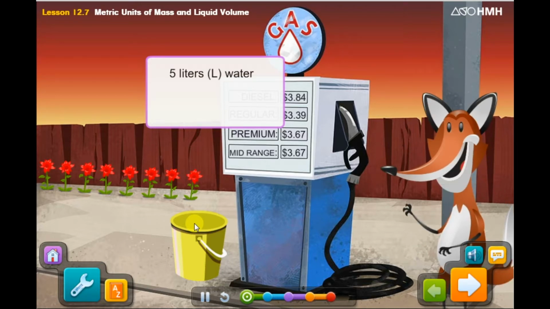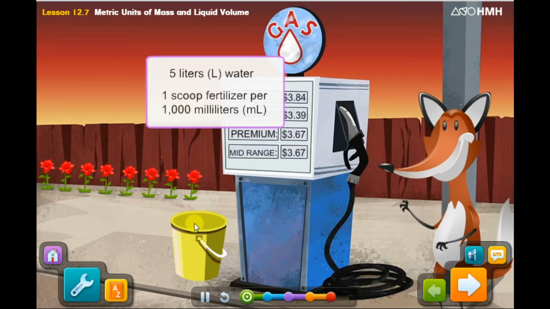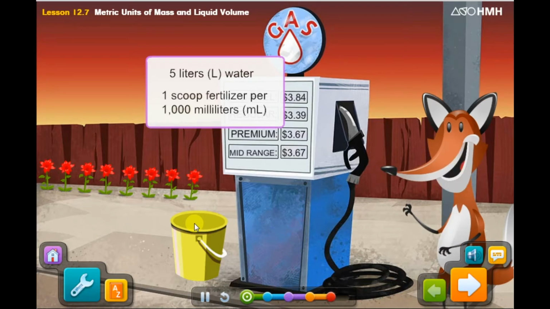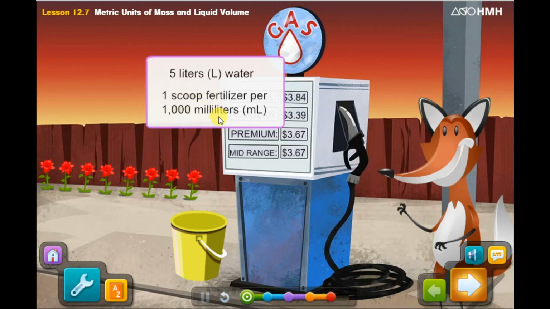The directions on the fertilizer say to use 1 scoop for every 1,000 milliliters of water. Wow, that sounds like a lot of water. I wonder how many scoops of fertilizer she needs to use for the 5 liters of water in the bucket. Let's see how we can compare and convert milliliters and liters. The words liter and milliliter sound an awful lot alike. I think that's a clue. Let's check how we can convert between liters and milliliters.